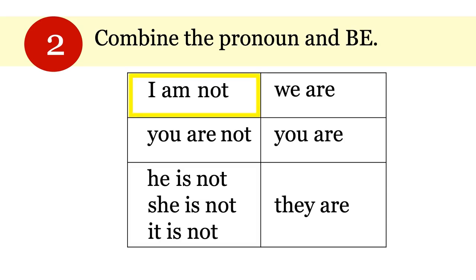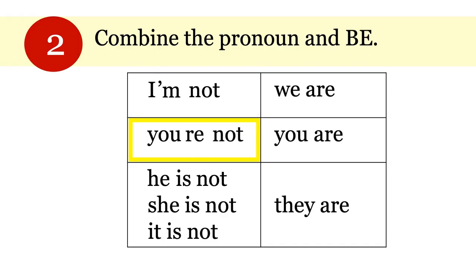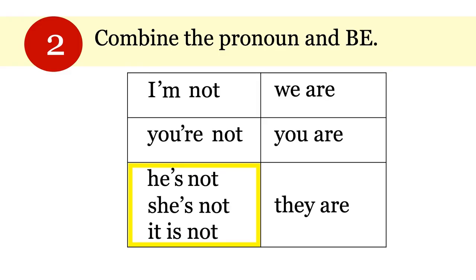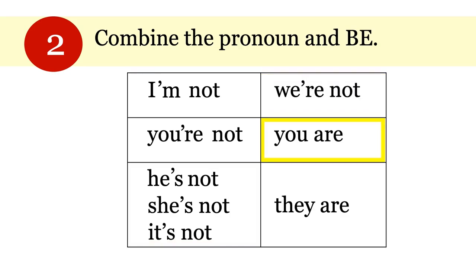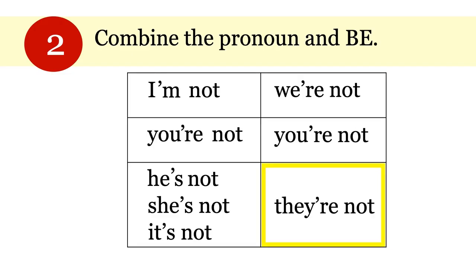Look at I am not. Remember, drop the A, push it together. Don't forget the apostrophe. I'm not. You are not. Same thing, drop the A, make one word. Don't forget the apostrophe. He is not. This time it's the S you drop, then use the apostrophe. He's not, and she's not, and it's not. And the rest of these are, so they follow the same pattern. We're not, you're not, they're not.